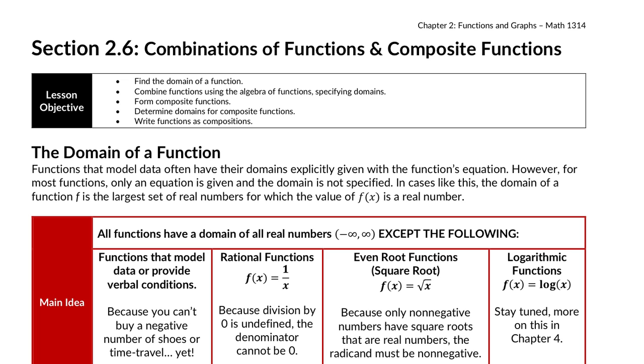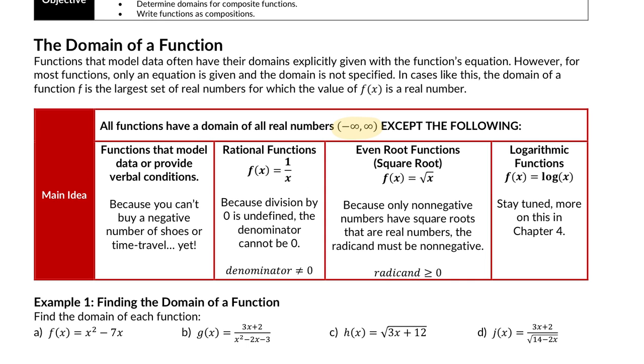So the domain of a function, for all functions except for four, really three, add four cases, the domain of all functions is going to be all real numbers. That's a pretty easy answer. So a quadratic, all real numbers. A linear, all real numbers. The only kinds of functions that do not have a domain of all real numbers are the following.